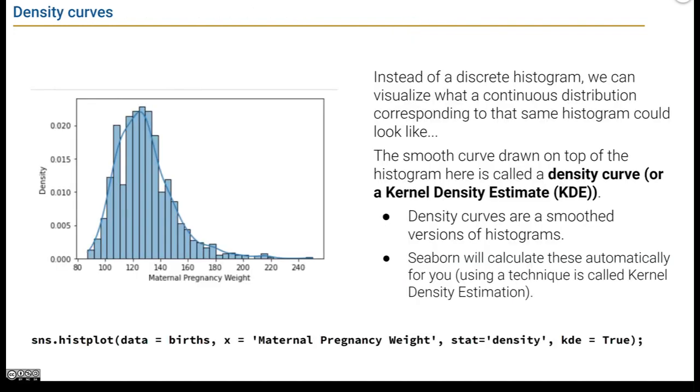Now we can go even further, and instead of just doing a density histogram, we can visualize basically a continuous smoothing of this, which is called a density curve, or you may hear it referred to as a kernel density estimate. Seaborn will calculate these automatically for you, so we're not going to dive into the math underneath it in that much detail, but I will give you a little bit of a sense on the next page of how we're creating this smoothed curve.